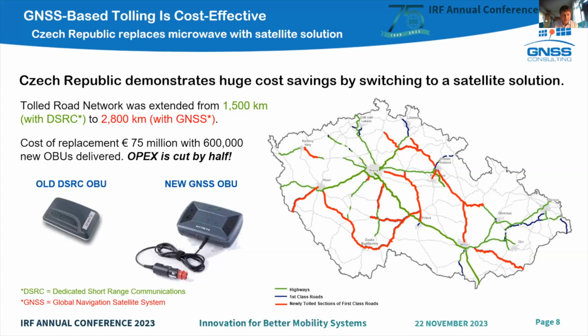They replaced those battery-powered tags on the left with the more complex GNSS onboard units on the right, which of course need power, which is why you see this option of the cigarette lighter. There are also other ways that you can get power to them. So yes, you did have to invest in the onboard units, but you only invested 75 million euros as opposed to hundreds of millions of euros to build all the infrastructure, which in the end was thrown away anyway.